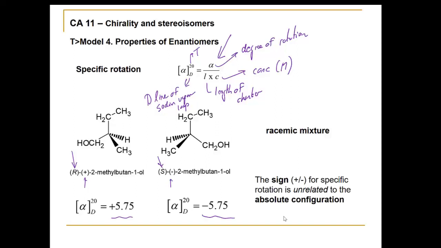That said, if in a particular molecule the positive is R, well then the negative has to be S. So this is why I say down here the sign for the specific rotation is unrelated to the absolute configuration. And in your note pack you have that as degrees. So there's some interesting calculations we can do with the specific rotation. So let's take a look.